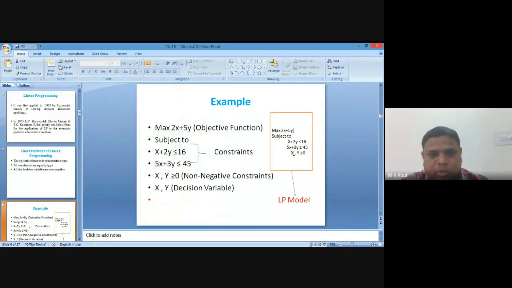Clear? Before starting, if you know about the different aspects of this linear programming model: the first, the max or maximization of 2x plus 5y, belongs to the objective function. The next part, subject to x plus 2y and 5x plus 3y, these two equations belong to constraints. And the last one is the non-negative constraint. So if you combine the objective function, constraints and non-negative constraint, it forms a linear programming model. Is it clear?